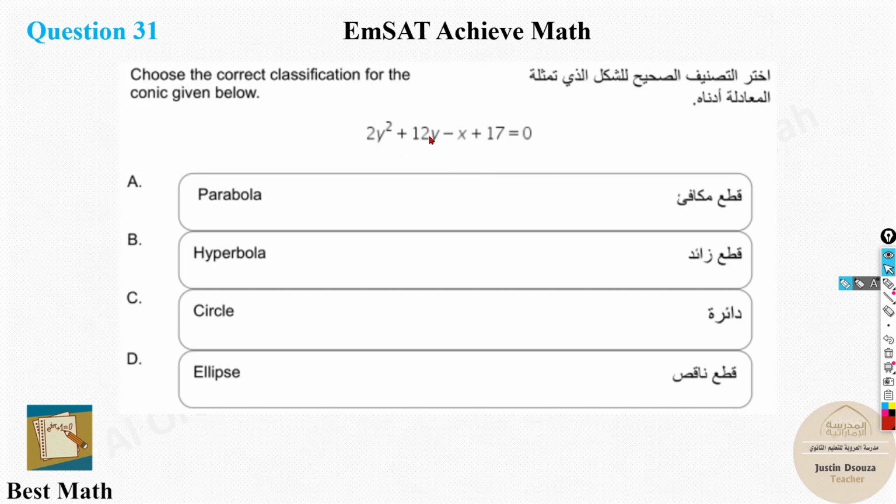There's no x square or y square because x is a single term. It can't be an ellipse. Why? Because there is no x square. It can't be a hyperbola because there is no x square. So what is remaining? It can only be a parabola.